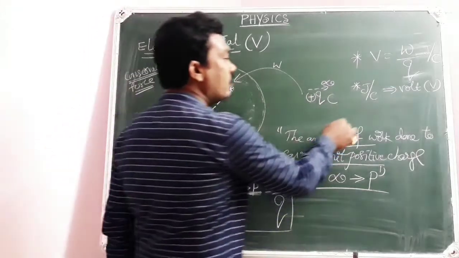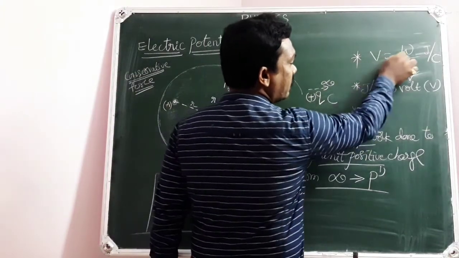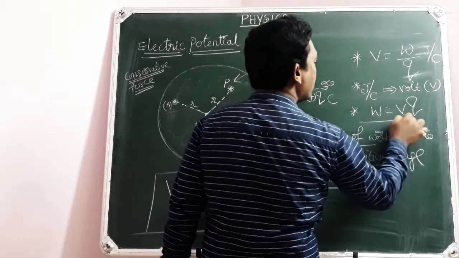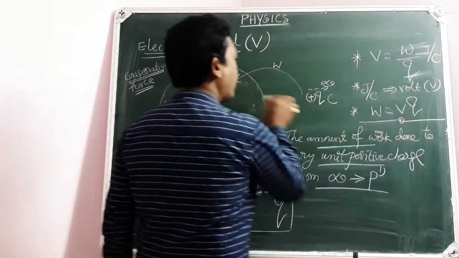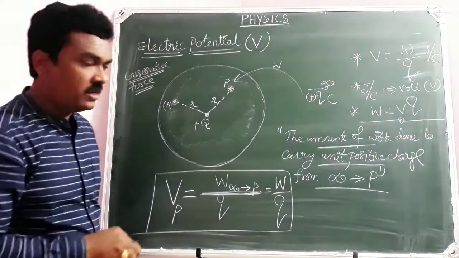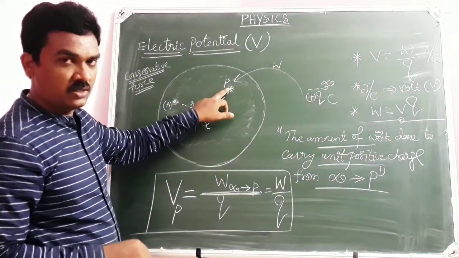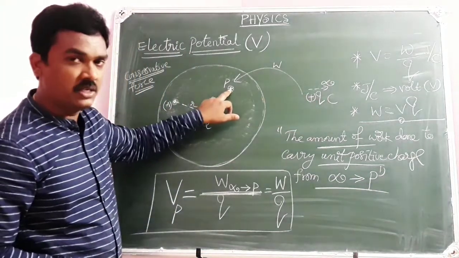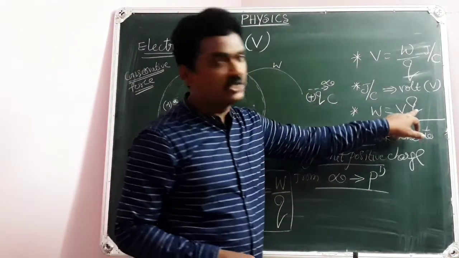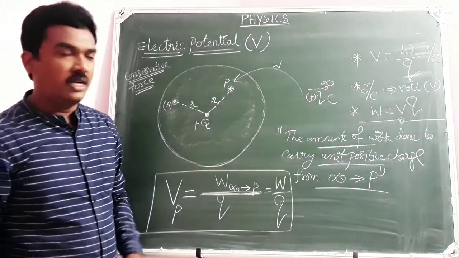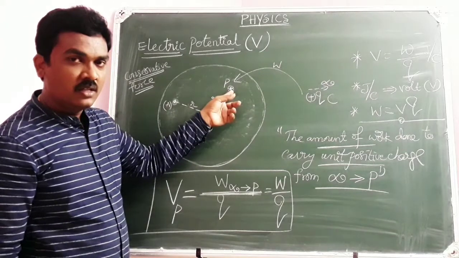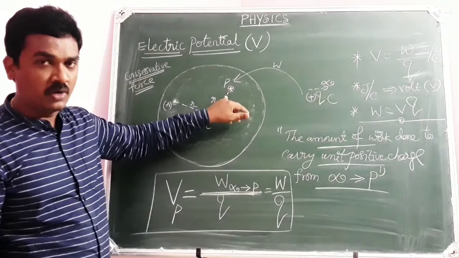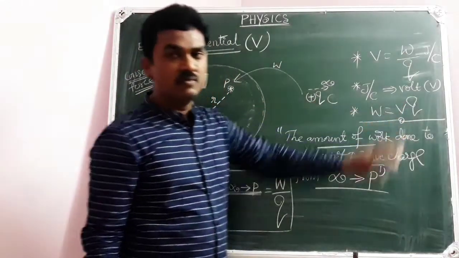And a little more analysis here. As V equals W by Q, I can write W equals VQ. What does it mean? If at a point the electric potential is V, then to carry a test charge Q from infinite distance to that point, the work done W equals V into Q. Have you got the logic? At a point, if the electric potential is V, then the amount of work done to carry the test charge from infinite distance to that point is W equals VQ.